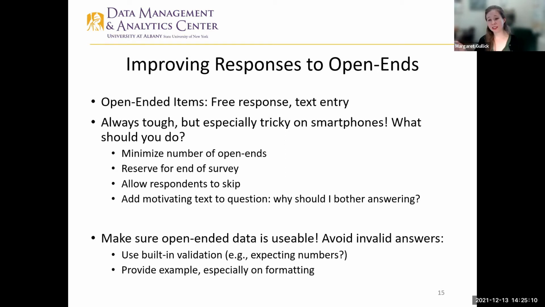And then make sure that data is usable. When someone actually does answer, you want to make sure that it's usable, that it's not invalid, and that also you can use it without a huge amount of work on your end. So if there's built-in validation that you can put in, if you're expecting numbers, you want to make sure that you're getting numbers in your response. Or you can provide an example, especially on formatting.